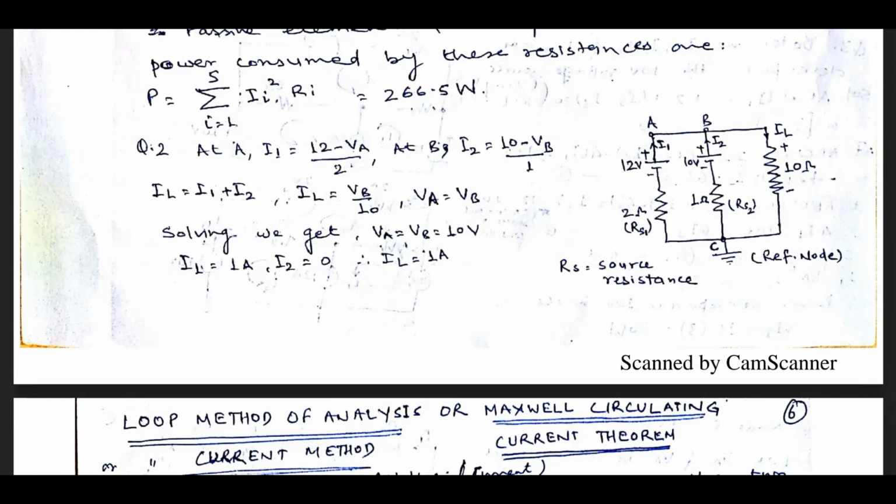Now applying the nodal theorem in the outermost portion of the circuit, we get VB upon 10, or VB minus VC, but VC is at zero potential. So VB upon 10 is equal to IL, the load current. Here we have 5 unknowns: VA, VB, I1, I2, IL, and 5 equations. When we solve these equations, we will get the unknown values.